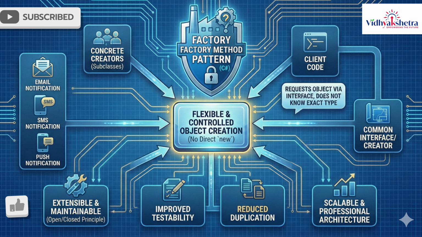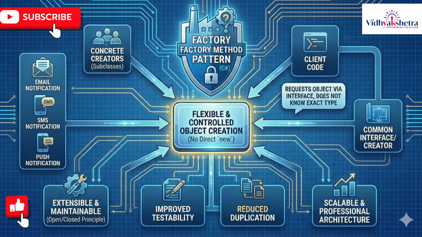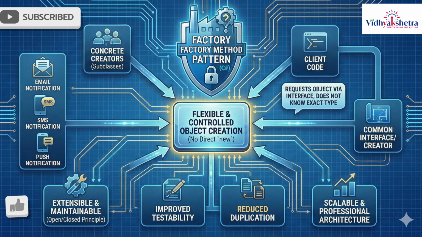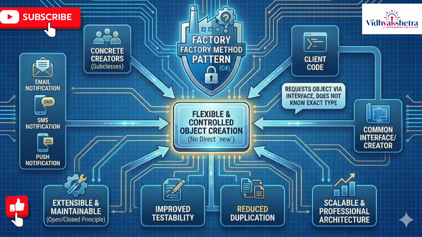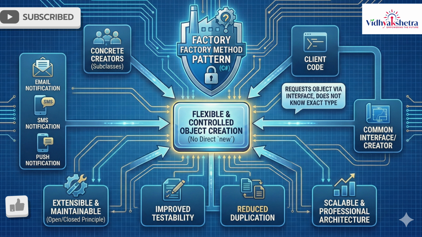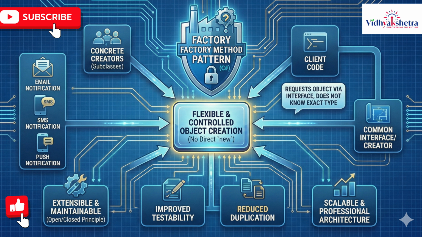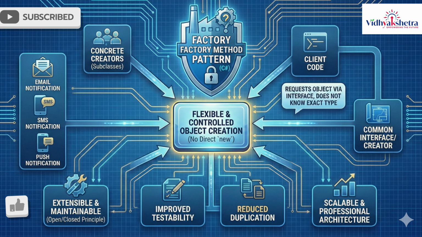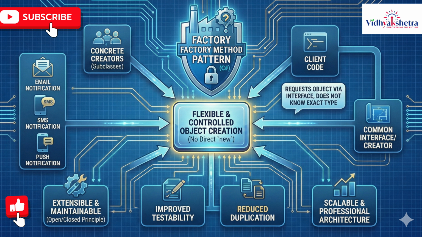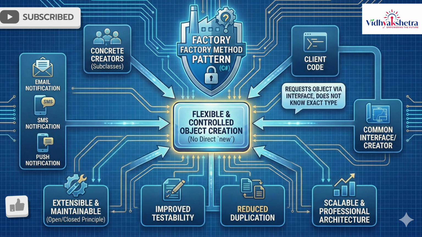It also improves testability, reduces code duplication, and helps you handle changing business requirements effortlessly. In short, the factory method pattern removes tight coupling, provides clean object creation mechanisms, supports polymorphism beautifully, and makes enterprise applications more scalable, maintainable, and professional.